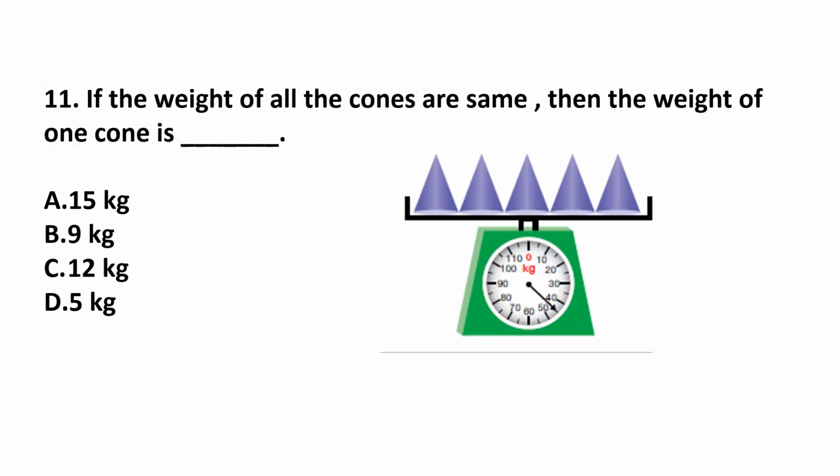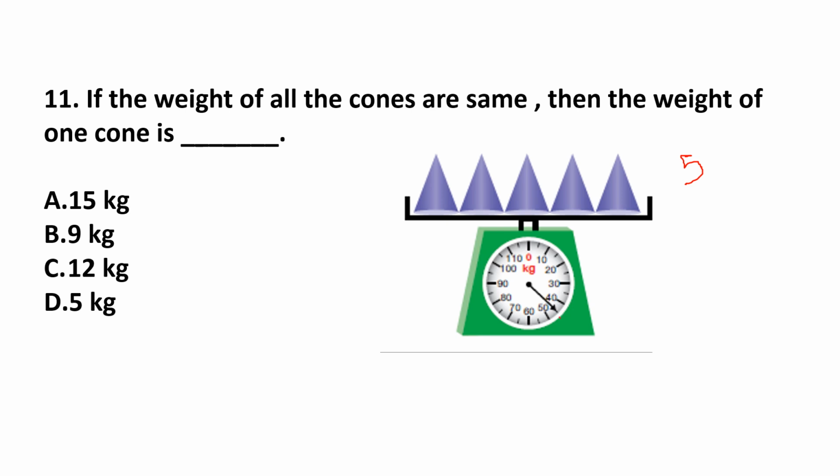Question number 11. If the weight of all the cones are same, then the weight of one cone is dash. There are total 5 cones. And what is the weight of 5 cones? The weight of 5 cones is 45 kilogram. Here the needle is in between 40 and 50, so it is 45.